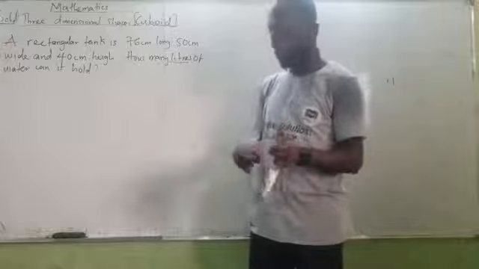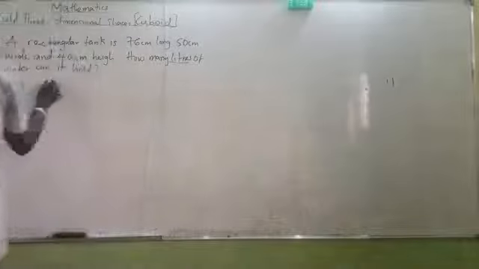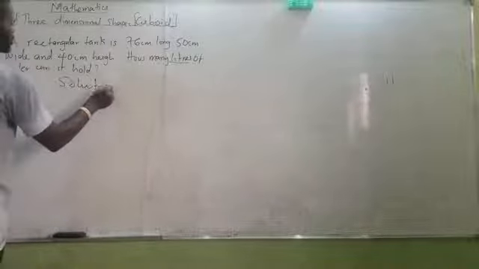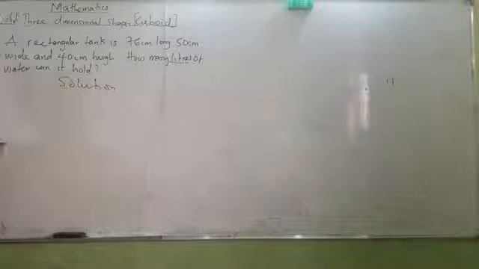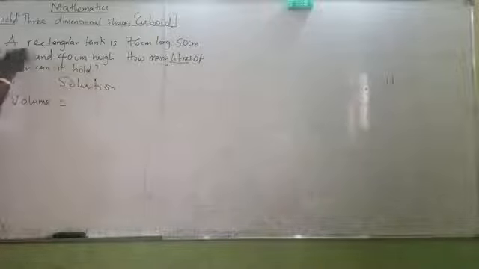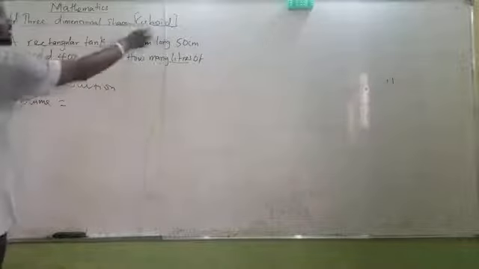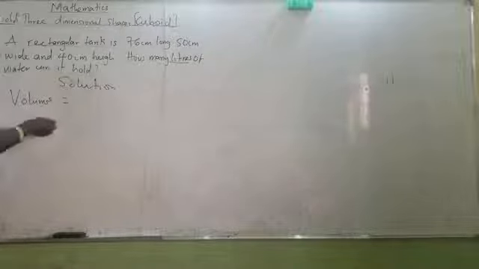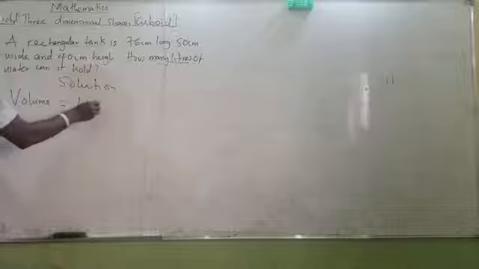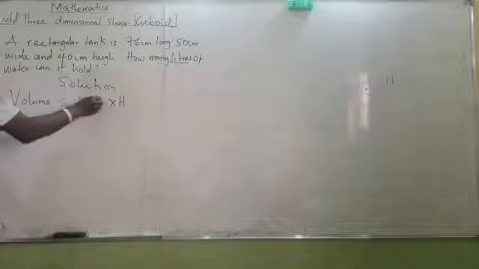Now, I want us to do a bit of conversion. It's a very simple question to solve. Solution, take note of this. What I just need to do is work on the volume of this particular cuboid, which is a rectangular tank. What is the volume of a cuboid? It will be equal to length multiplied by width multiplied by what? Height. This is my W. Let me put a big W.